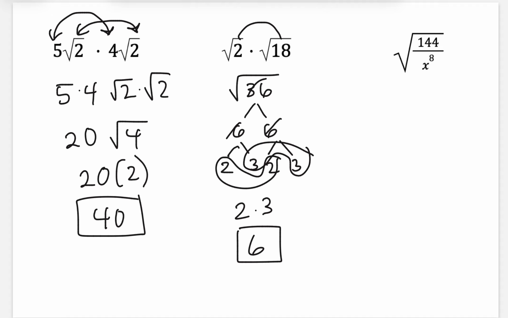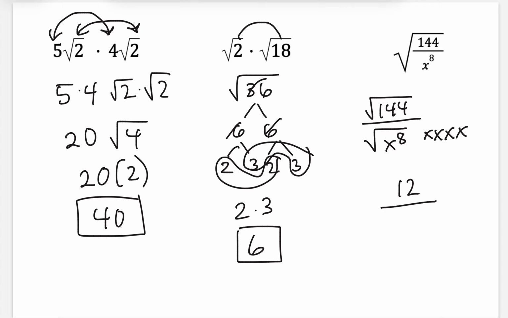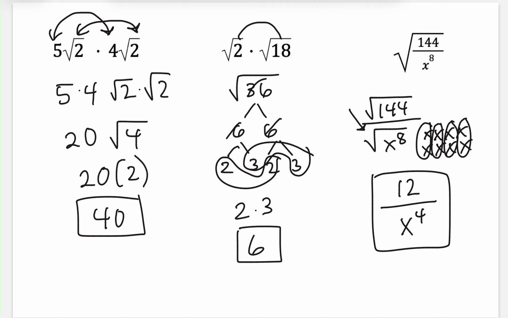Okay, and finally, when we're dividing, we can break it up into two parts. We can actually take the square root of 144 on the top and the square root of x to the 8th on the bottom. So we know that the square root of 144 is just 12. You can also make a factor tree if you don't know that. And we know that if we have x to the 8th, we have 8 x's. And it's a square root, so we're looking for groups of 2. So we have 1, 2, 3, 4 groups. So x to the 4th. So that's how we multiply and divide.